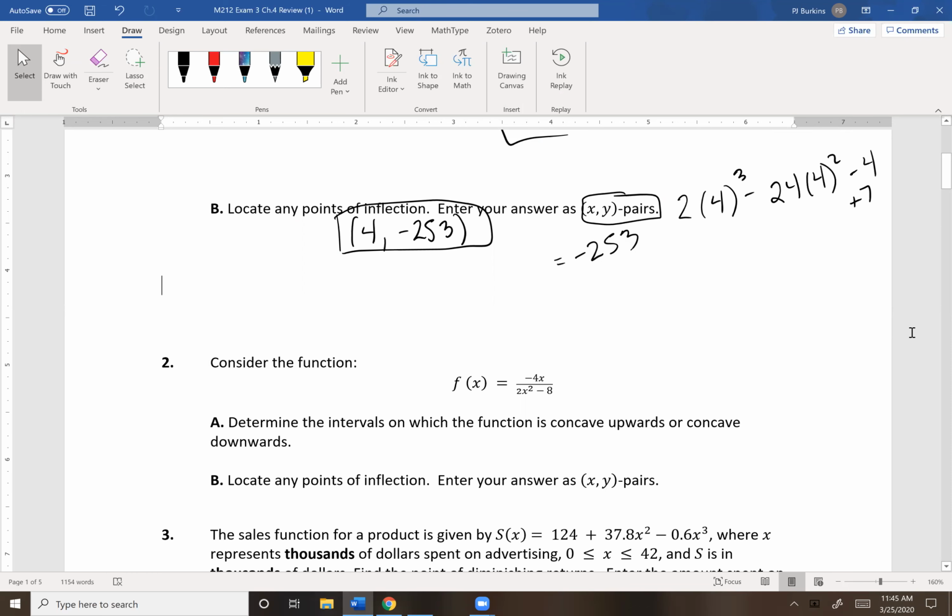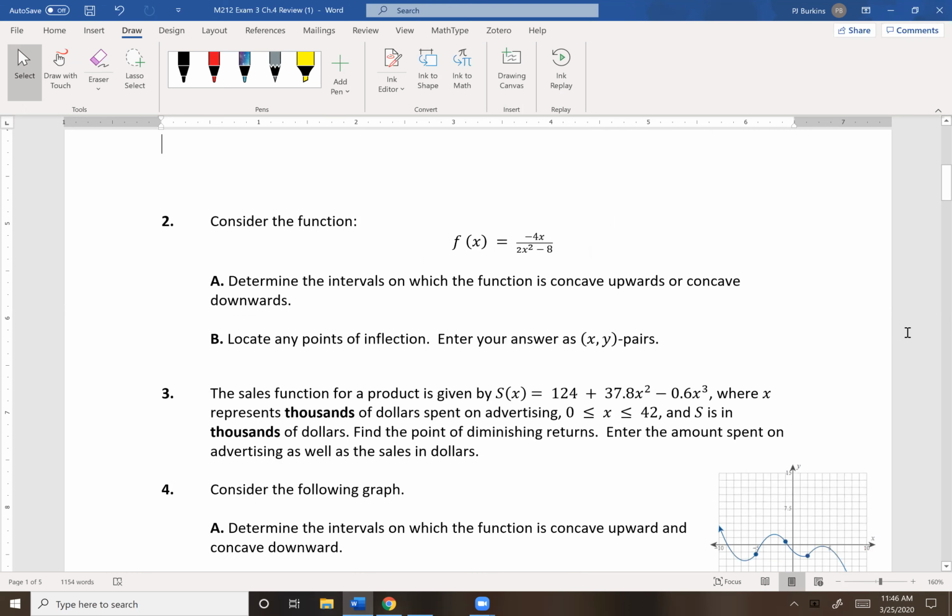Assuming you're just going to tell me to go ahead and do number 2 at this point. Yep, keep going. Number 2. All right. Concave up, concave down again, and inflection points. Same thing. The only difference is now we've got a quotient that we have to deal with.